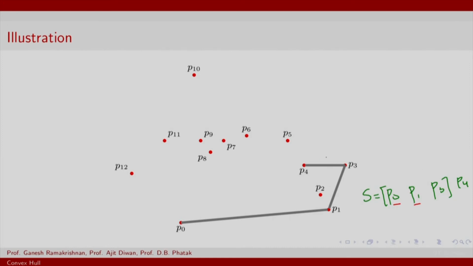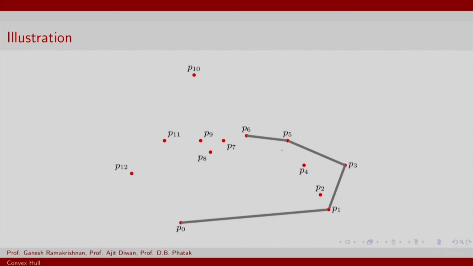What about P4? Well, we find that P4 simply cannot be a part of the convex hull because it is actually in the interior of the convex hull, by virtue of P5 being counterclockwise rotated from P3 with respect to P4. So we drop P4, include P3, move on to P5.